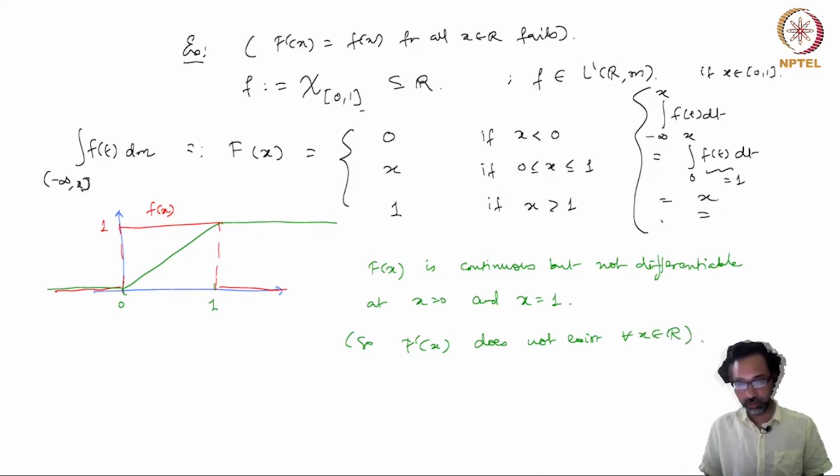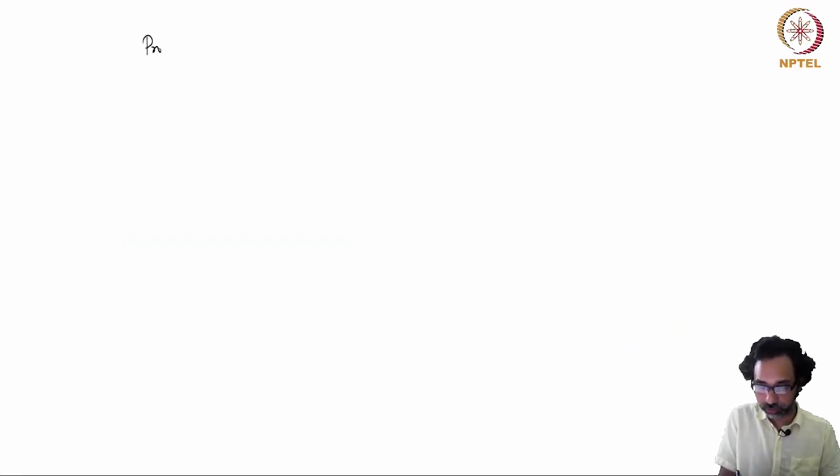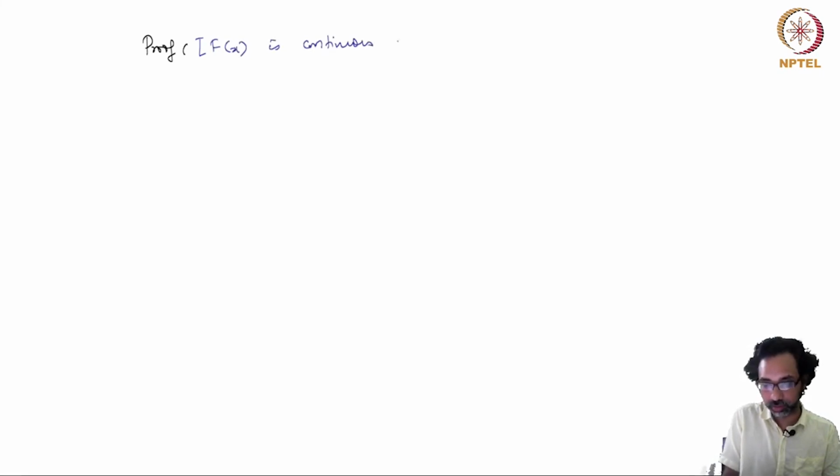So this example shows that we cannot hope to have the same result as before, where F prime of x existed for all x in a compact interval [a,b], and it was equal to f(x). So here this fails, but we still have the fact that F(x) is continuous. So we can easily show, so this is the first part of the theorem, proof of the fact that capital F is continuous on R.